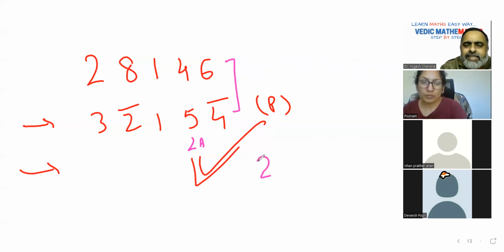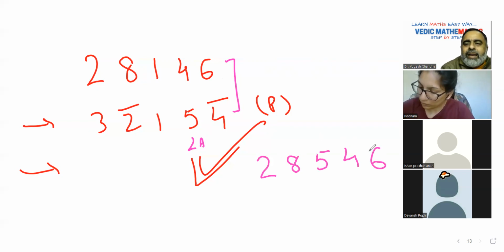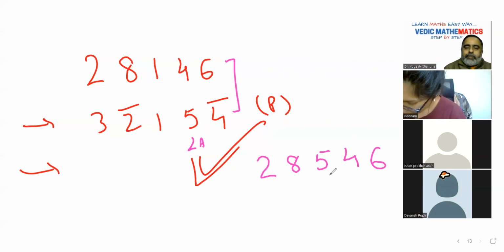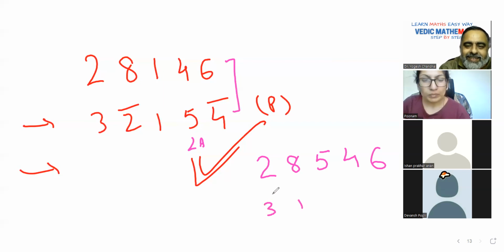I'm just slightly changing this number so that we understand everything. I made it, instead of 1, I have done 5. So 1, 2, 3, 4, 5, 6, 7 and 1 here. Sir, 3, 1 bar, 4 bar, 5, 4 bar. 4 bar, 5, 1 bar, 4 bar, 5, 4 bar.